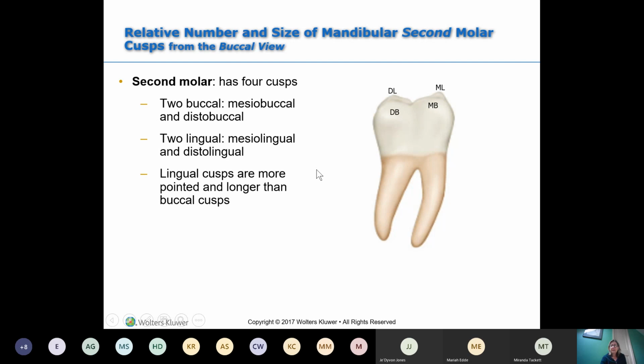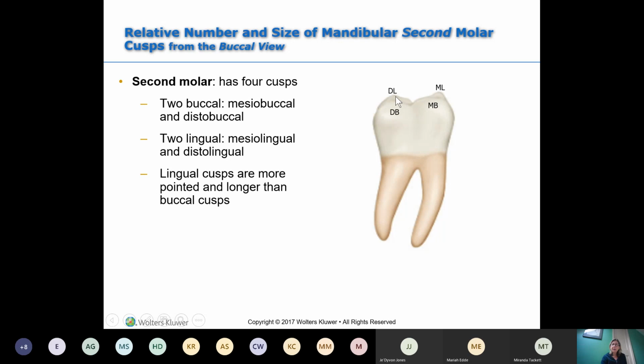Can you explain that again? I'm sorry. Okay, so you've got your four cusps. Your lingual cusps are more pointed and longer than your buccal cusps. So if you look at this picture, this is a buccal view. So in other words, we're looking straight at the side of your face. These lingual cusps are longer than the buccal.